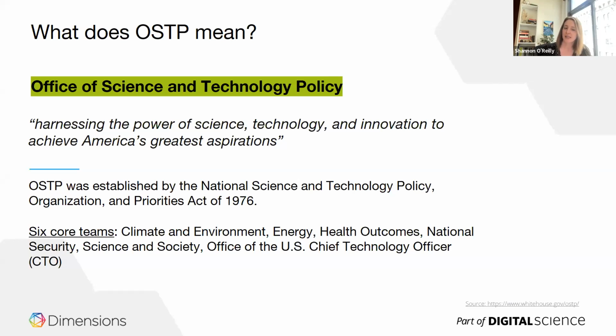OSTP is the Office of Science and Technology Policy, established by the National Science and Technology Policy Organization and Priorities Act of 1976. To use the language from the White House, OSTP aims to harness the power of science, technology, and innovation to achieve America's greatest aspirations. Six core teams comprise OSTP, covering priorities from climate to energy to science and society.